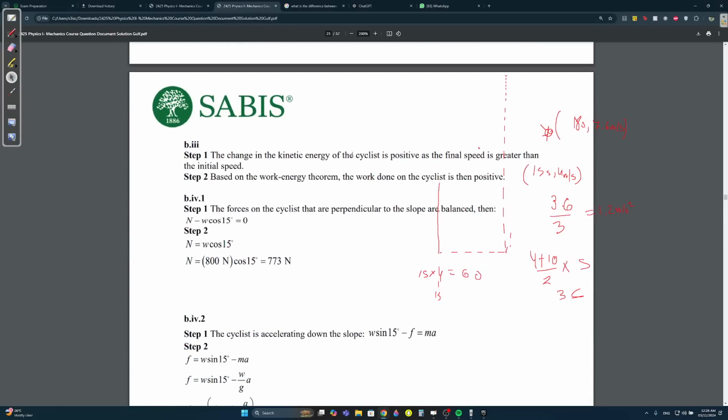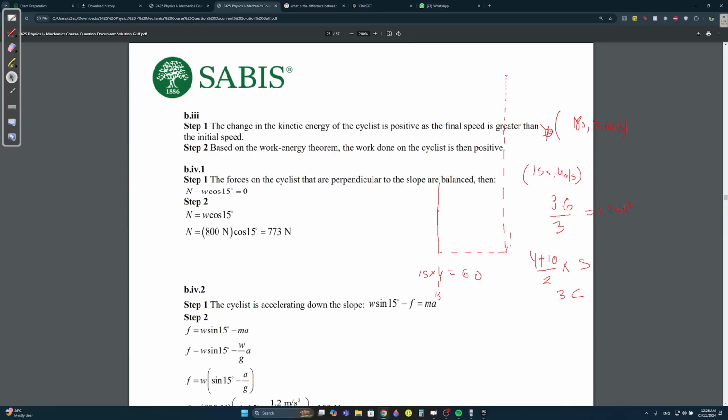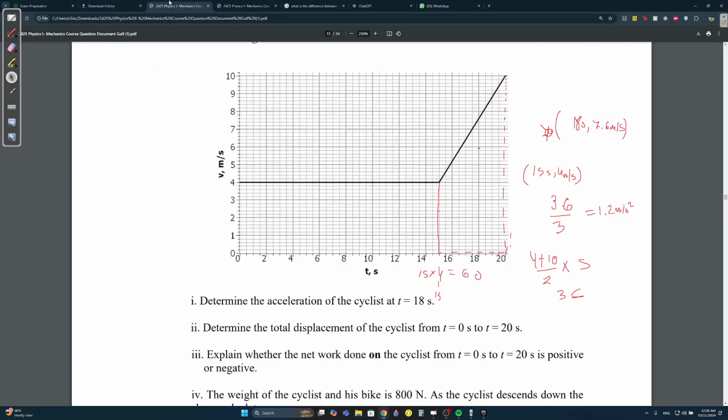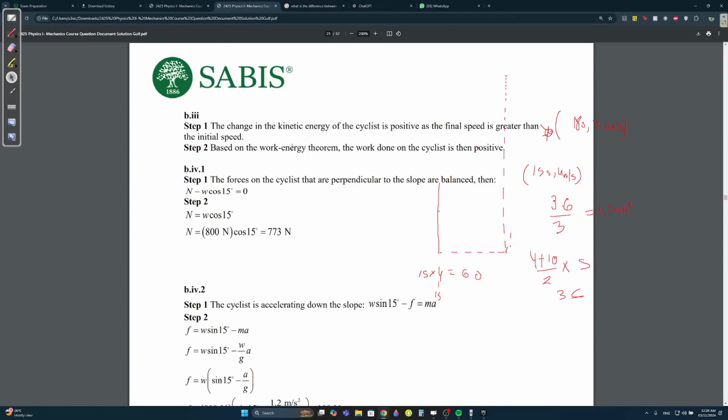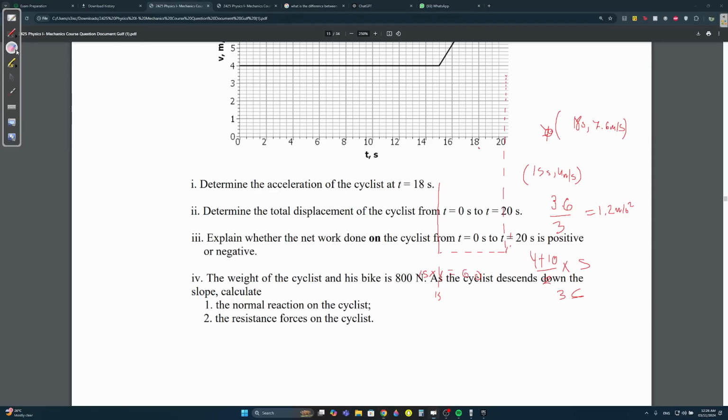The change in the kinetic energy is positive as the final speed is greater. I'm telling you an idea, but it's not required. It's the work energy theorem, we'll take it in term 2. But still, it makes sense. Obviously, the change in the kinetic energy is positive because the final speed is greater than the initial speed. So the net work will be positive. We're going to take it soon. We took it last year, but I forgot.